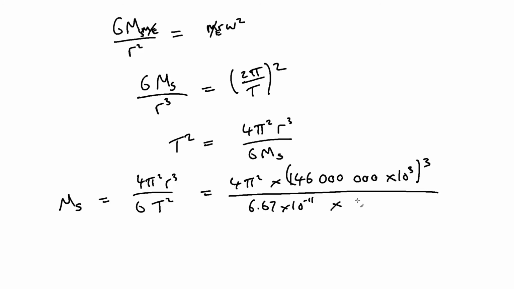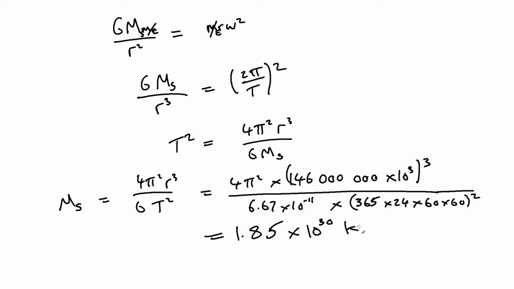And 1 year is 365 days, 24 hours in a day, 60 minutes in an hour, 60 seconds in a minute. And all that's got to be squared, of course, because it's T squared on the bottom. It's a question then of putting that into your calculator, and that comes, as you would expect, to a big number: 1.85 times 10 to the 30 kilograms.